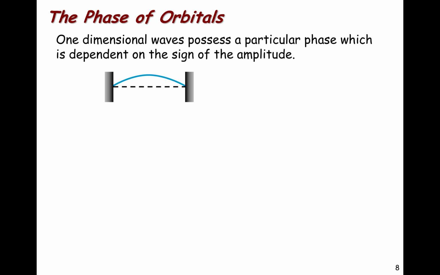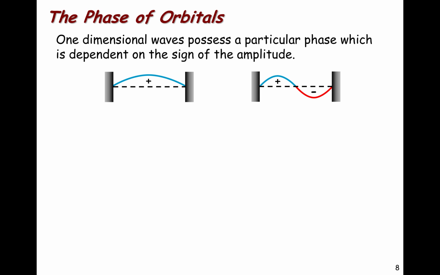It turns out that the particle waves associated with these wave functions actually have phase associated with them. And so you can sort of think of the s orbital as a standing wave that has a positive phase associated with it, whereas the p orbital is a standing wave that has both a positive and a negative phase associated with it.